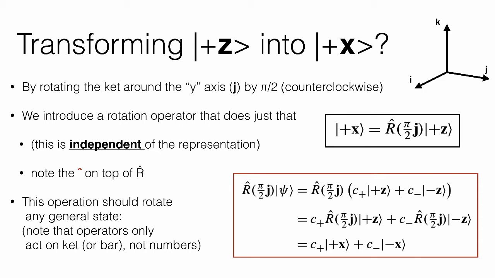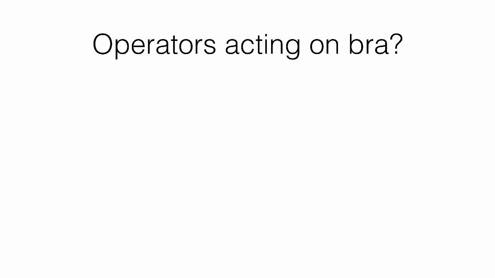So we can apply this rotation operator now to any state vector, any state vector psi, and we can do that because we know the action of the rotation operator on each basis, plus z and minus z. So the rotation of plus z will give me plus x, rotation of minus z will give me minus x, and I end up with the rotation of the general state psi as given by the last line there in the red box.